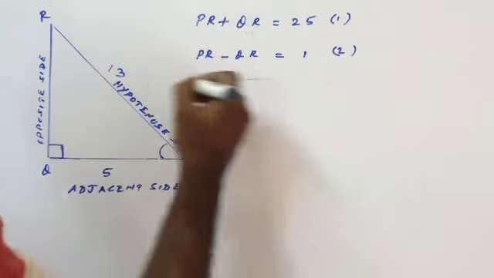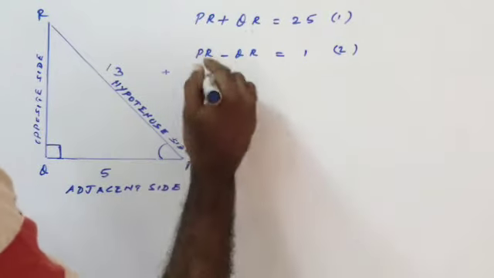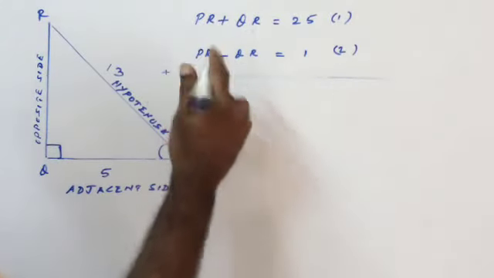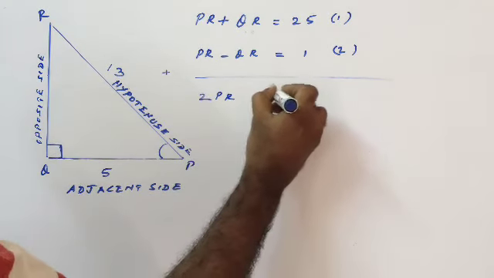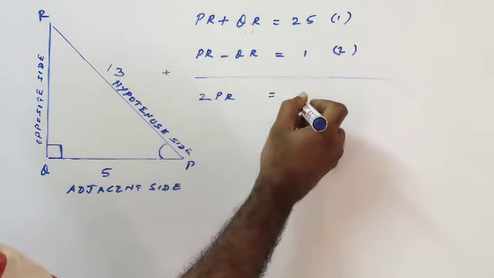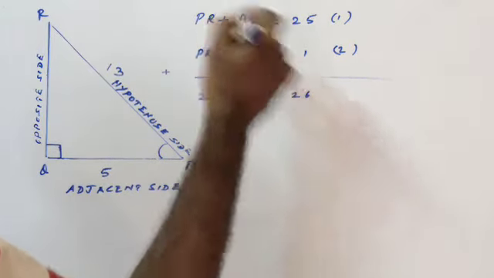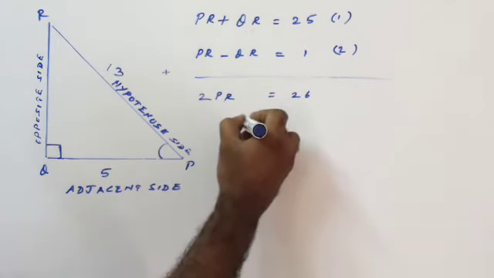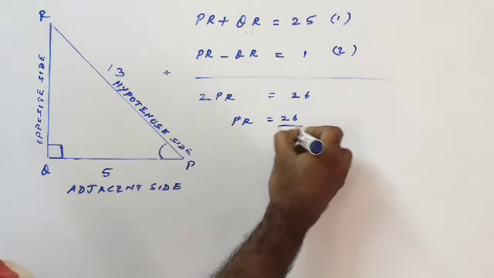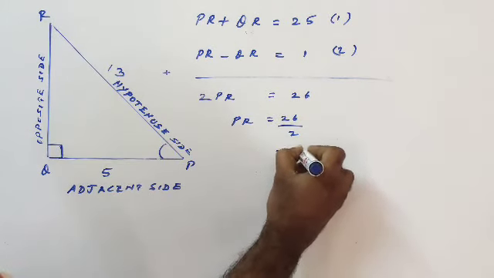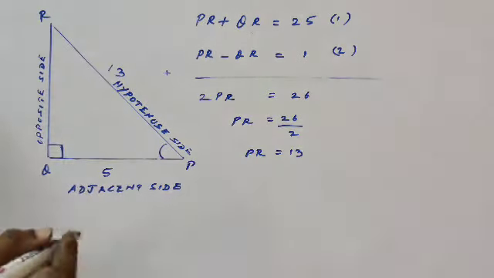First, adding the two equations, we get PR plus PR, 2PR equal to 26, because QR and minus QR will become cancelled. So PR equal to 26 by 2, that is 13. So value of PR is 13.